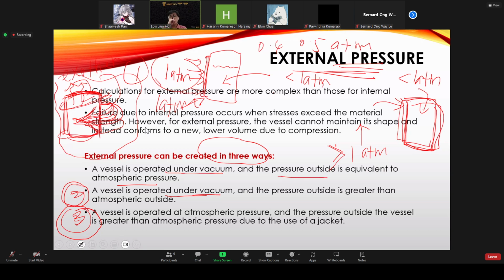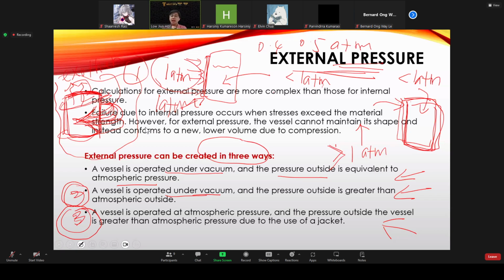So these are the three common scenarios where we normally need to apply external pressure to calculate the thickness of the pressure vessel that we are going to install. So far, any question with my explanation? Make sure, because in future when you design the pressure vessel, no one will tell you whether to use the internal or external pressure calculation. You need to decide yourself. How to decide?